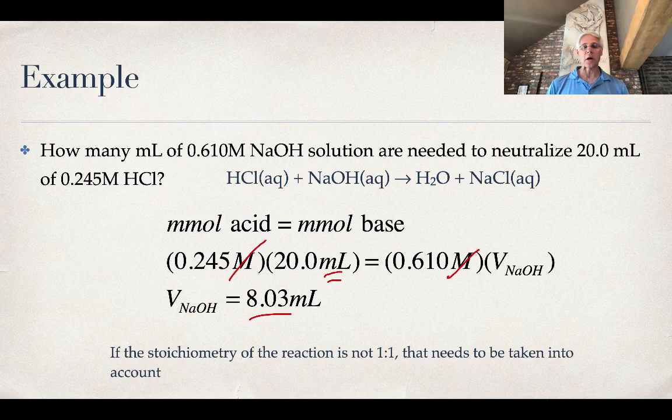Now, if the stoichiometry of the acid and the base is not 1-to-1, then you need to take that into account as far as the number of millimoles. What I mean when I say that is we've got one HCl and one NaOH. If the acid is polyprotic or if the base is polybasic, that's when you're going to have a stoichiometry different than 1-to-1.